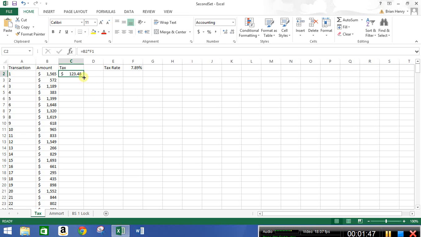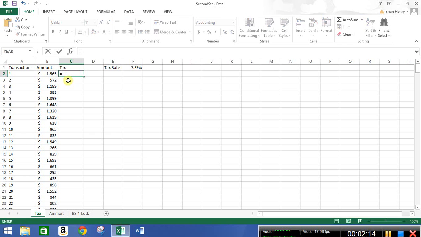But in this case, it's going to have a problem because when I try and drag this down, it's not going to work. Okay, so you'll see my B3 reference. Now it's going to reference the next amount, which I want, but it's going to reference F2, which is an unpopulated cell. To fix that problem, all we've got to do is lock our cell reference of F1. So I'm going to rewrite this formula.